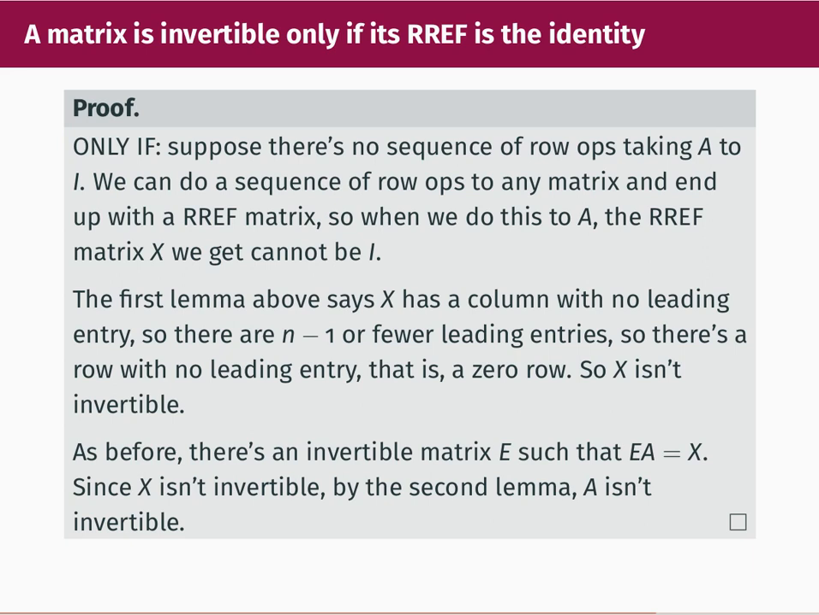Now the first lemma above says that X, being a square row-reduced echelon form matrix which is not equal to the identity, must have a column with no leading entries. So since there's only one leading entry per column, there must be n-1 or fewer leading entries. That means there's a row of X with no leading entry. And a row with no leading entry must be all zeros. So X is a matrix which has an all zero row, and we have seen before that matrices containing a row of all zeros are not invertible.